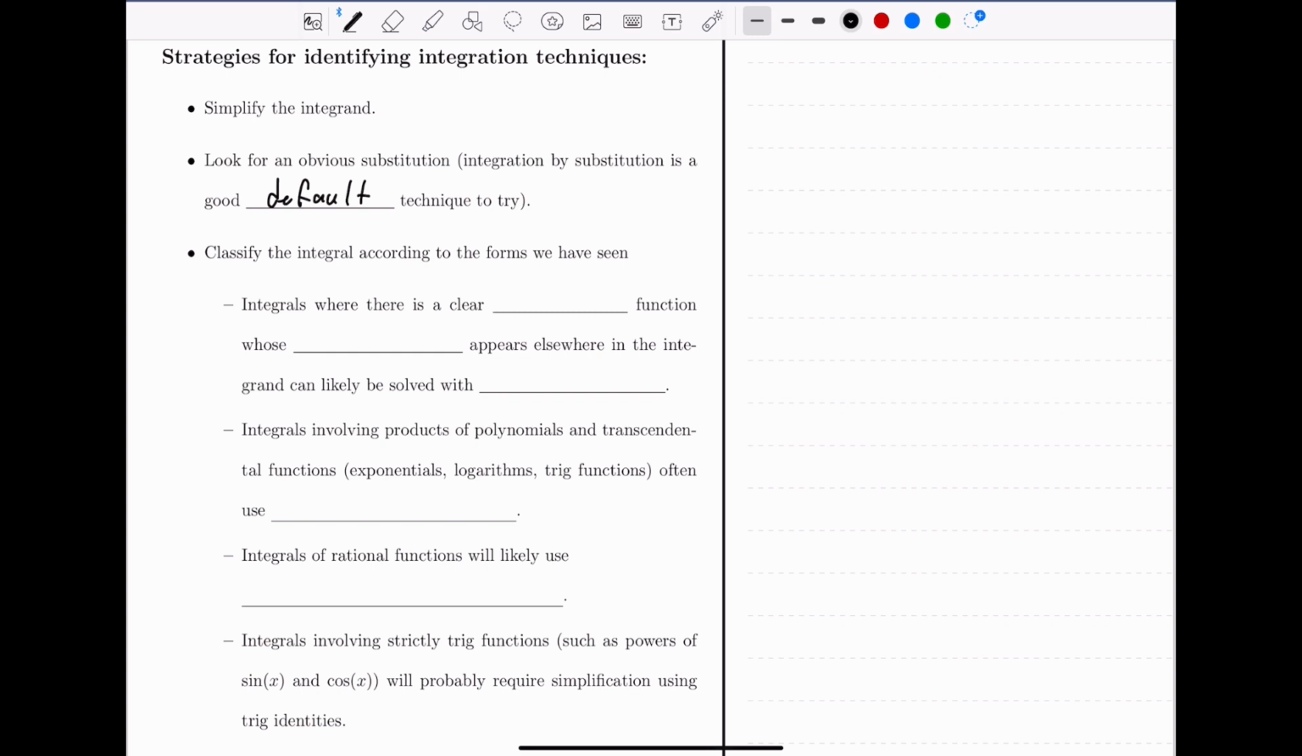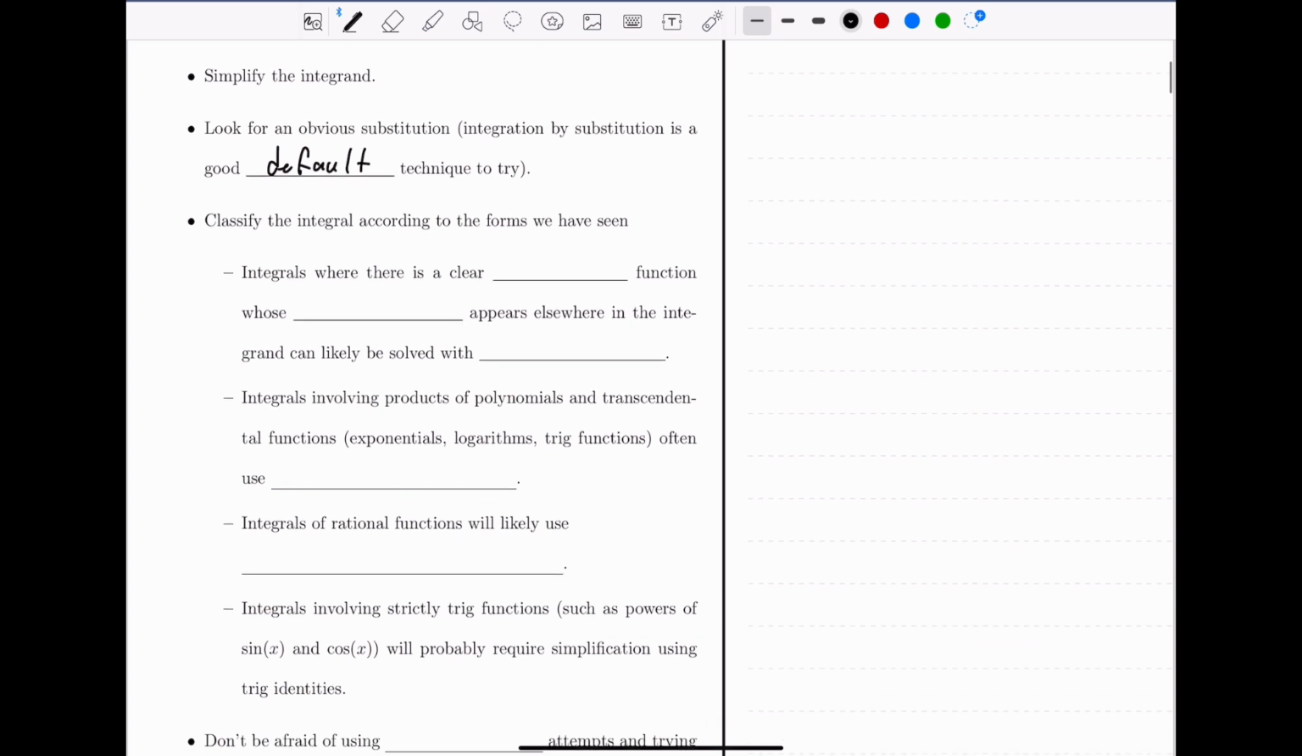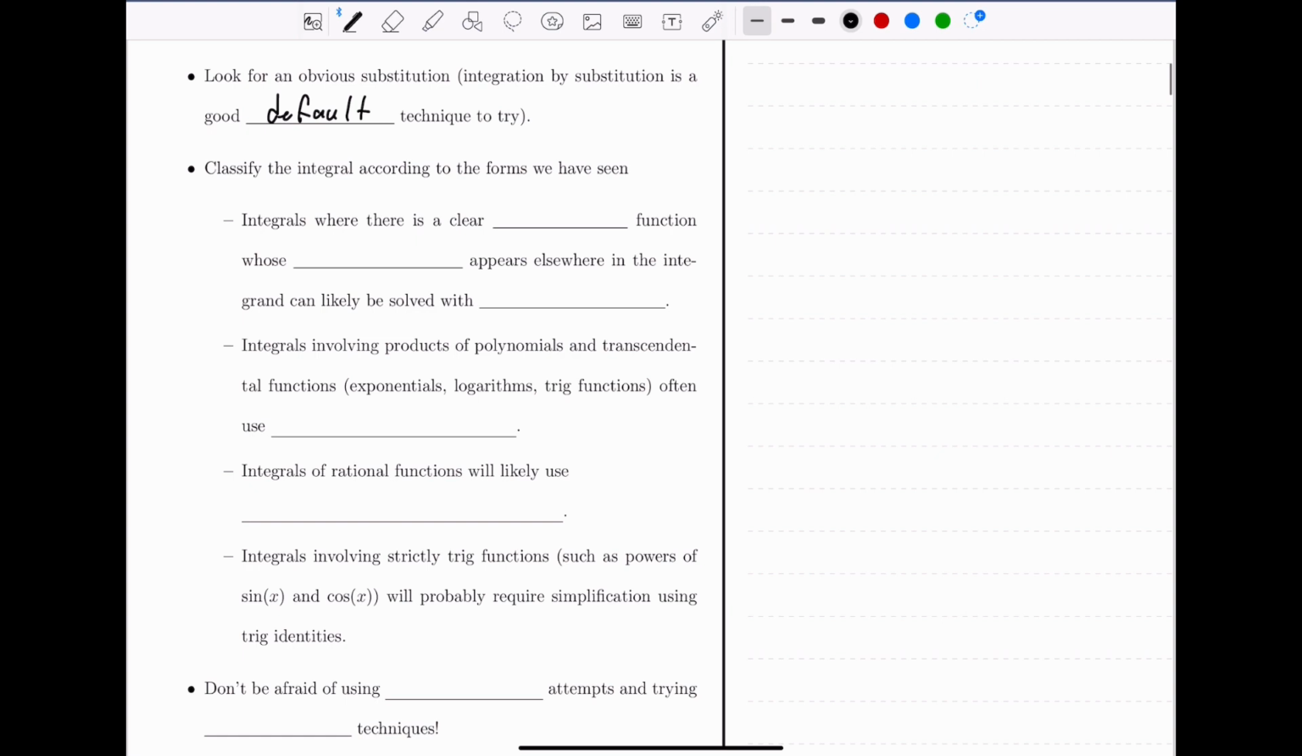All right, what if we don't see a straightforward substitution? Well, then we want to try to classify the integral, thinking about the different forms of integrals we've seen. We've seen rational functions, we've seen trigonometric functions, and we want to try to think if we can classify the specific integral that we're working with. So if we have a clear inner function whose derivative appears somewhere else in the integrand, then we can likely solve that with u substitution.